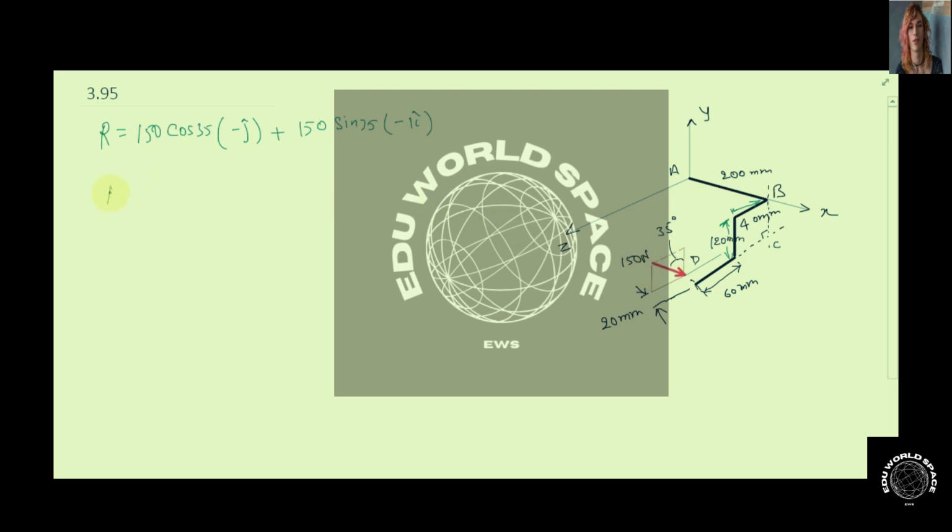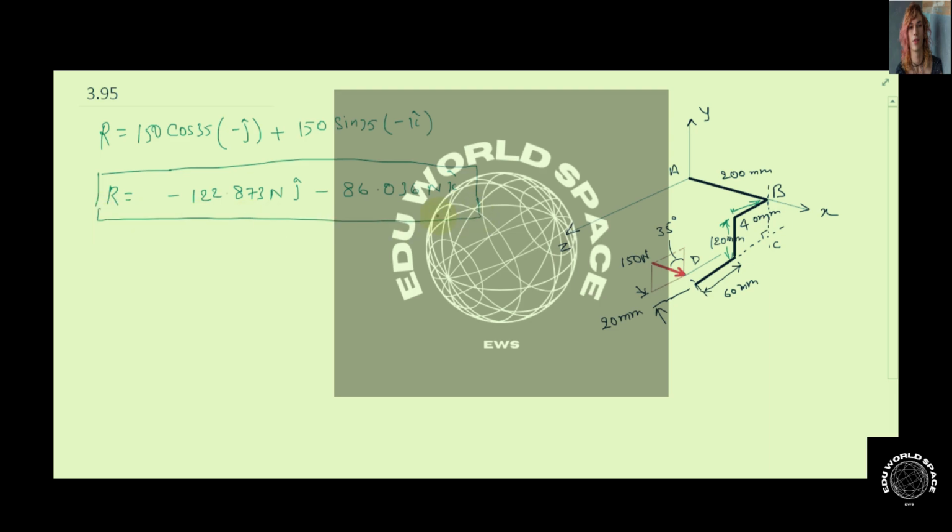So R comes out to be minus 122.873 Newton j cap minus 86.036 Newton k cap. So this is the equivalent force that is acting at point A.